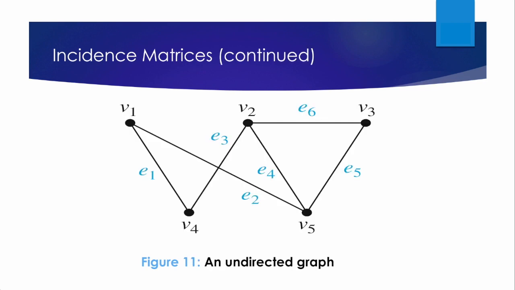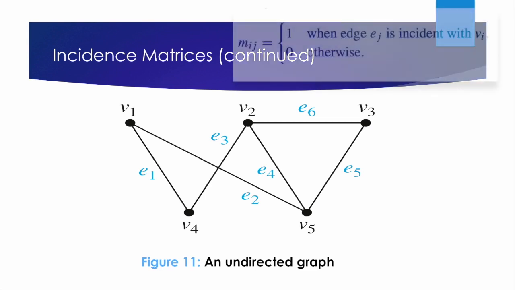So let us take an example of an incidence matrix. As you can see in figure 11, there is an undirected graph that we need to represent using an incidence matrix. To represent this graph, we need to draw a matrix M with 5 rows as the vertices V1, V2, V3, V4, and V5. In the graph, we have 6 edges which represent the columns of the matrix M.